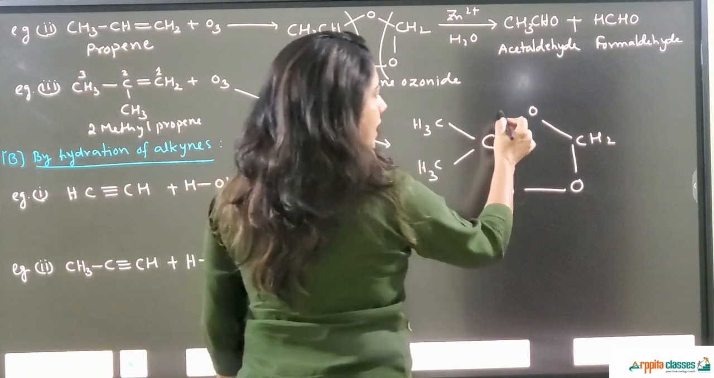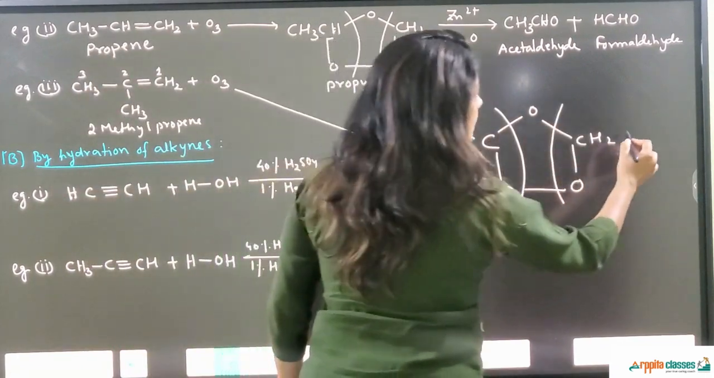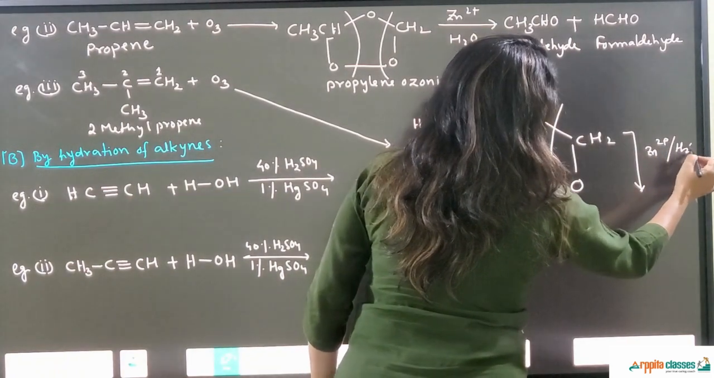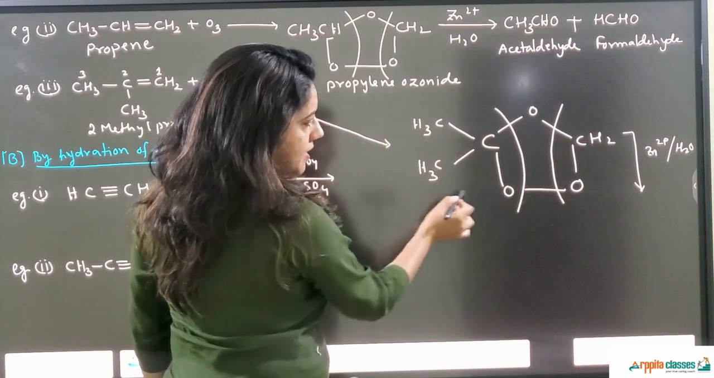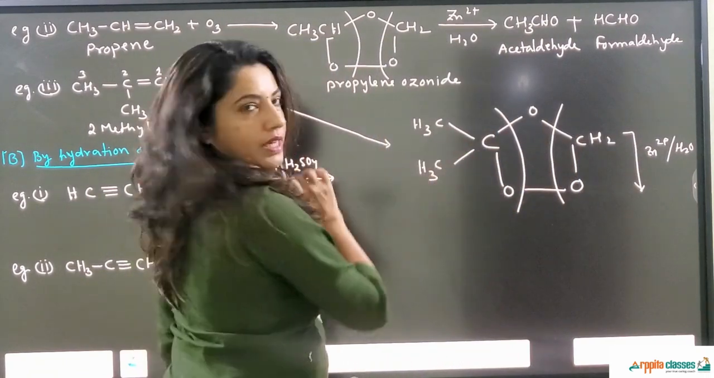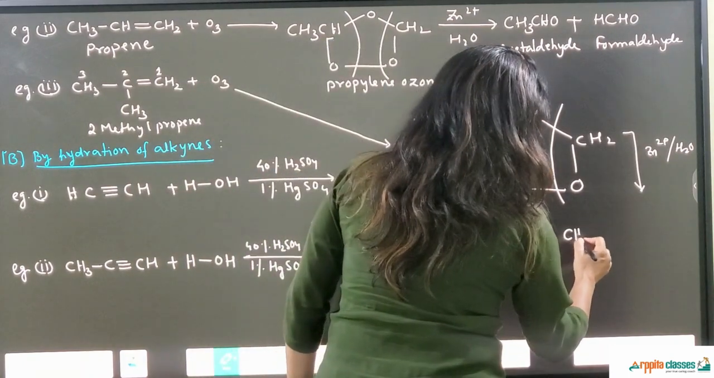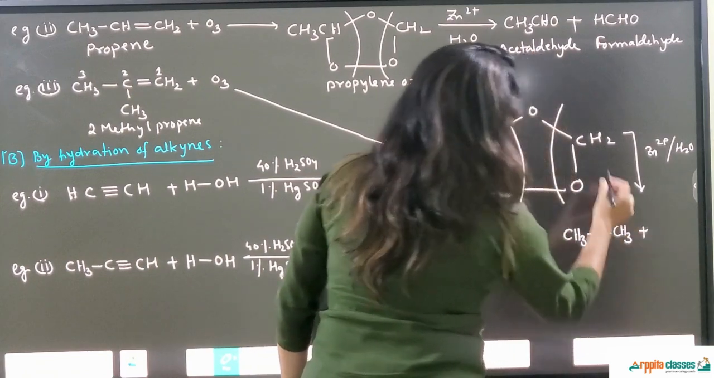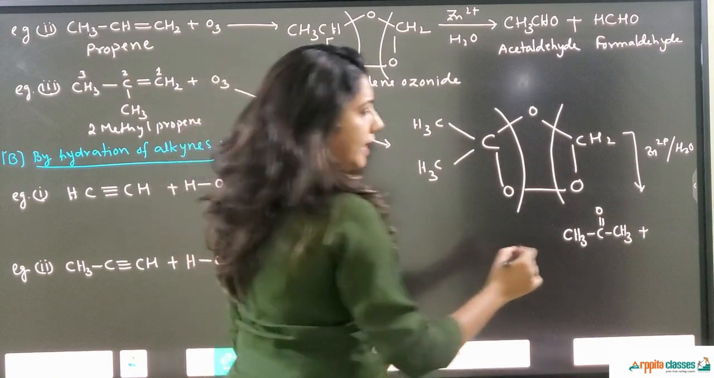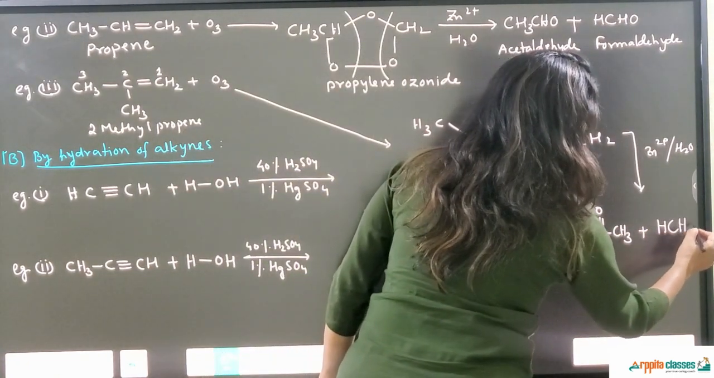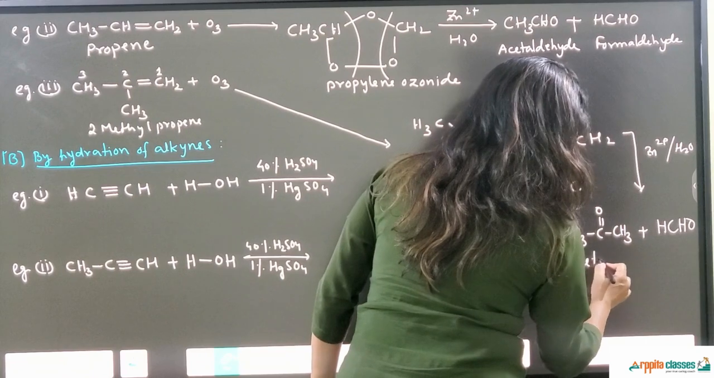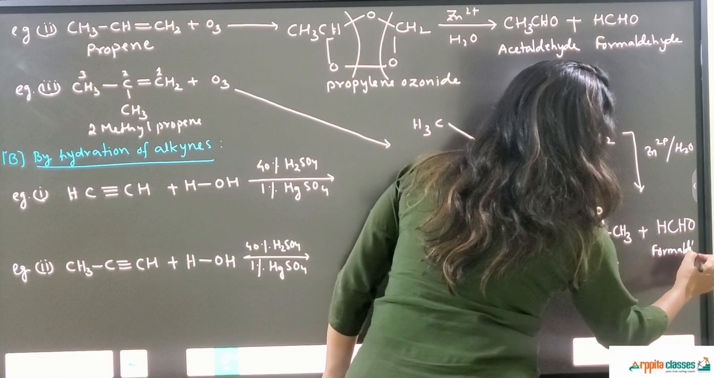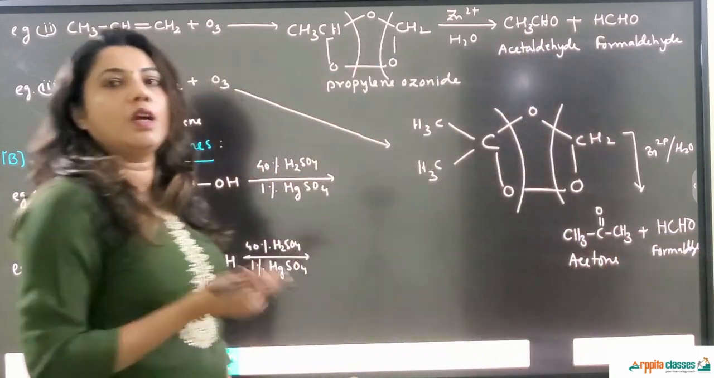Now this is followed by hydrolysis with the help of zinc salt. So we write Zn2+ here and H2O. This will break down. This side we are getting CH3COCH3, that is my acetone, CH3 C double bond O CH3, plus this side I am getting HCHO again, that is formaldehyde. So in this case you are getting acetone, that is a ketone, and formaldehyde, that is an aldehyde. So it depends on the type of alkene what you are going to get.